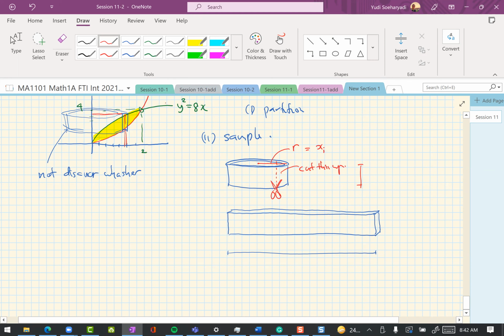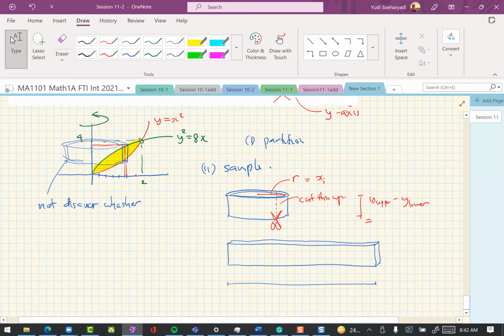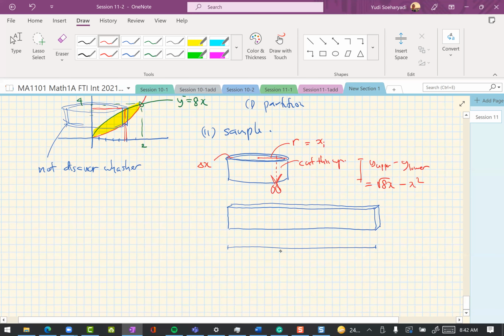The top is y equals square root of 8x, minus the lower one, the red one, is x squared. So that's our height, and the thickness is delta. Okay, so this is 2 pi r, meaning that 2 pi times x. Sorry, not thickness, the height is this one, and the width is delta.